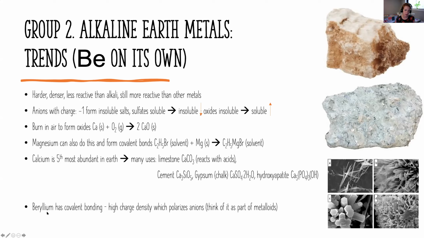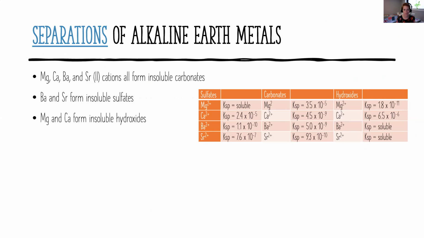So then let's talk about beryllium. Beryllium has covalent bonding. In terms of how it bonds, it has that high charge density because it's really small, which is going to polarize anions, which is going to make it have more metalloid type bonding. So it's going to have covalency to its lattices.